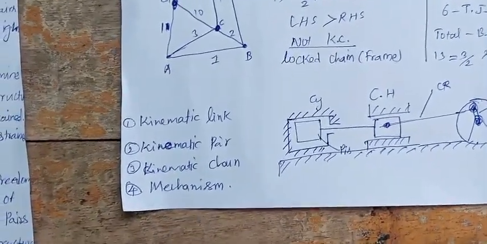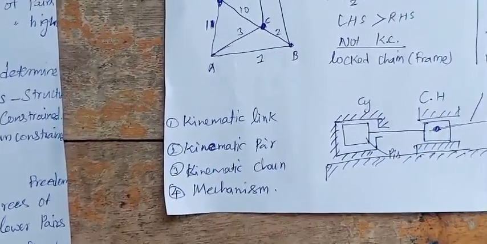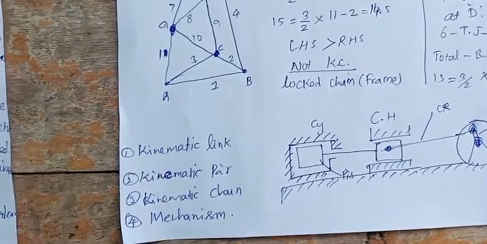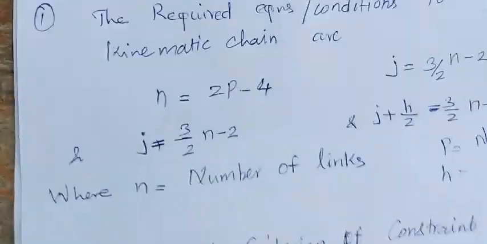Finally, mechanism. A mechanism is a kinematic chain when one of the links is fixed. That is what we call a mechanism. Now we go through the problems. Before going through the problems, we consider the formulas first.